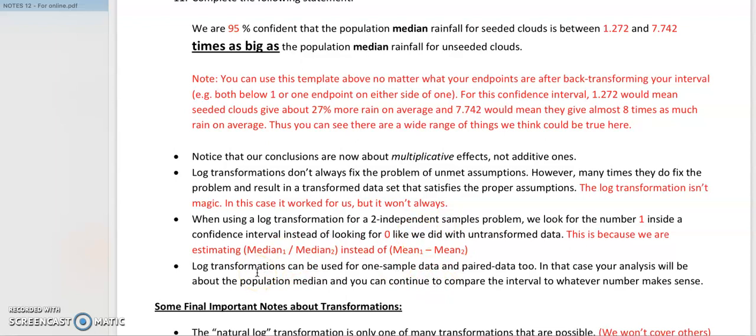And then lastly, I want to point out log transformations can also be used for one sample and paired sample data. They're actually a little bit easier to do in that case because you don't have to worry about this ratio. You just start talking about medians instead of means.